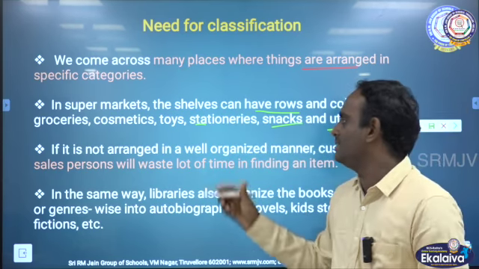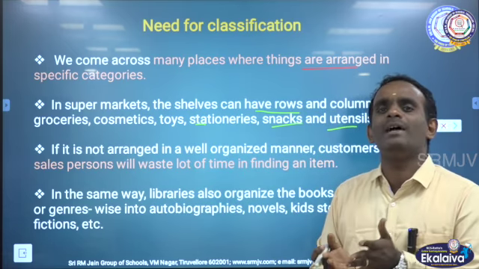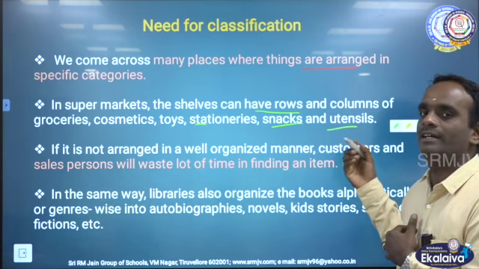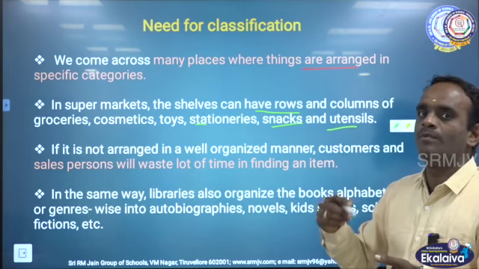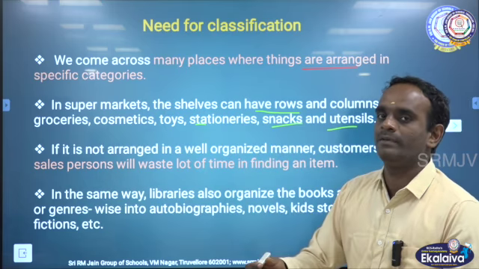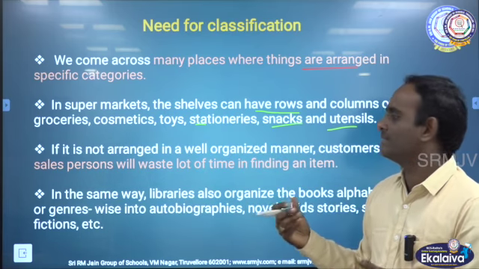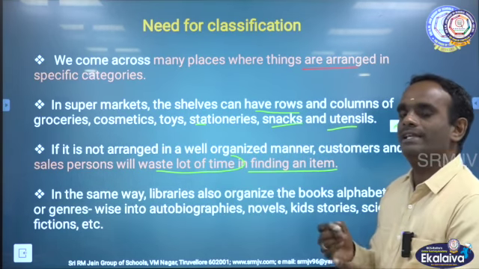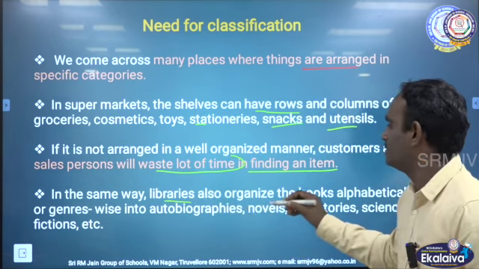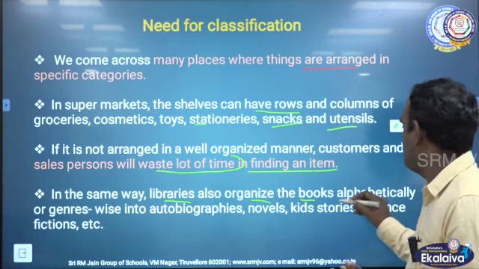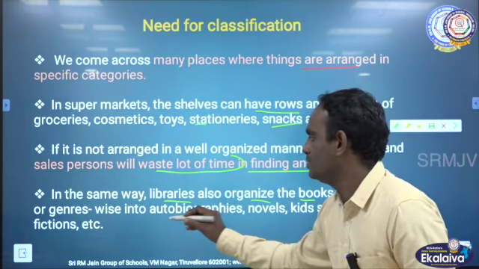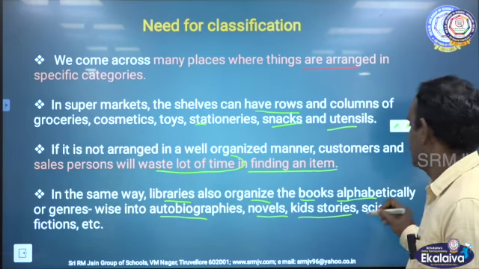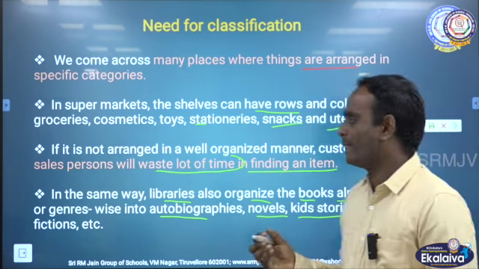If it is not arranged in a well organized manner, what will happen? It is very difficult for the salesperson or the customer to find things. It may take more time to segregate. It may take more time to take one thing. So, it will waste a lot of time for finding an item. Okay. So, in the same way, libraries also organize the books alphabetically or genre wise into autobiographies, novels, kids stories, science fiction, etc.